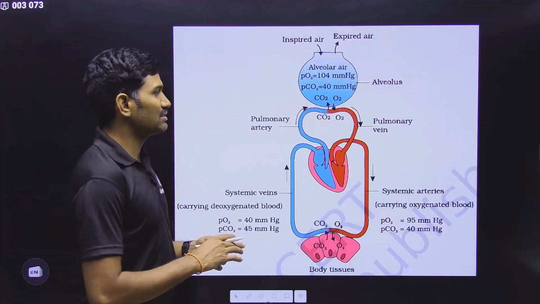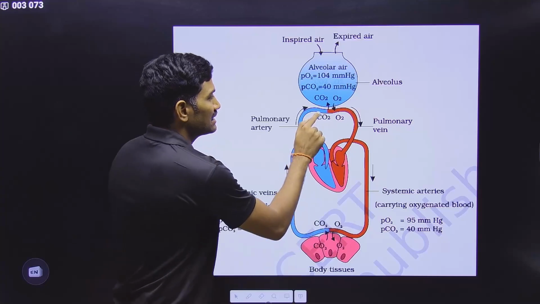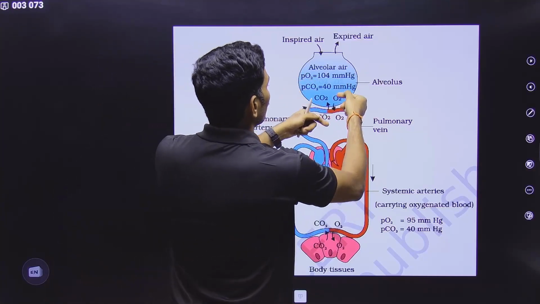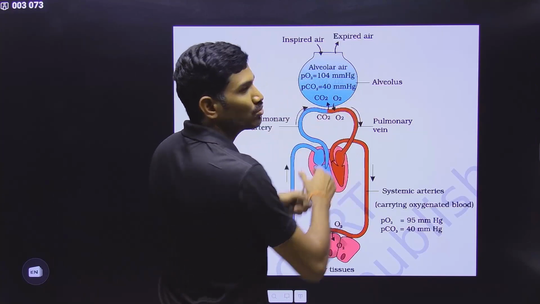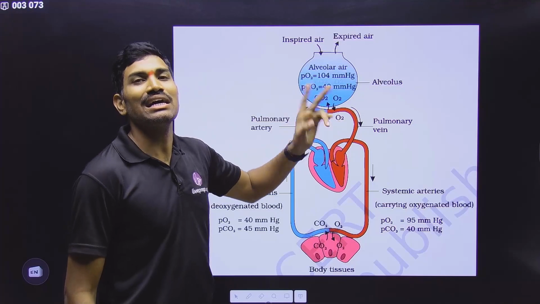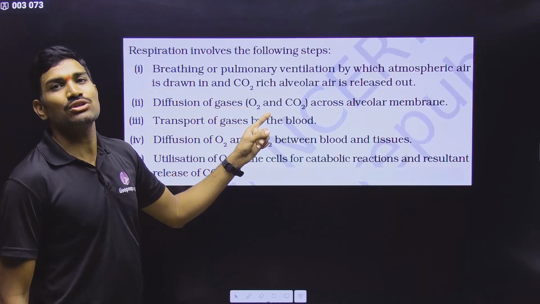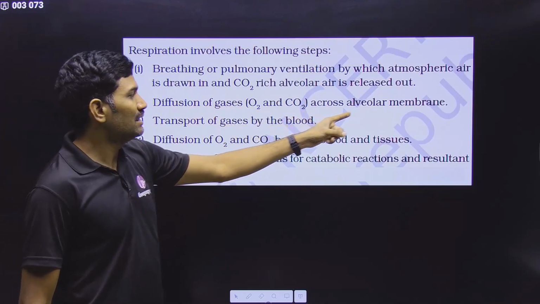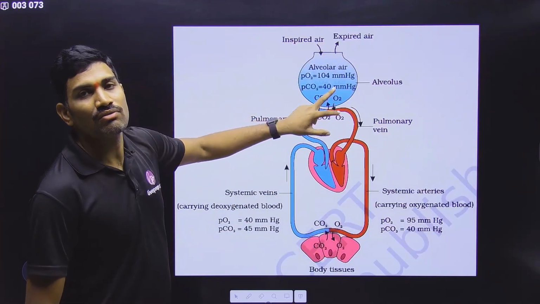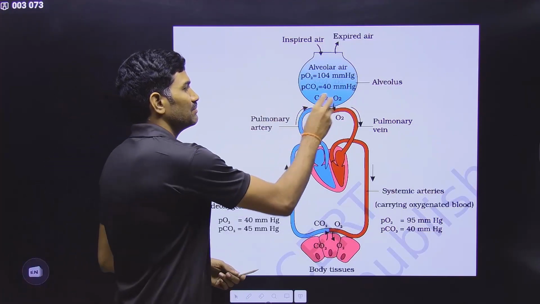Then what is the second step they are saying? Oxygen from alveoli will come into the blood and CO2 from the blood will go into the alveoli. That means exchange of oxygen and CO2 between the alveoli and blood capillaries will occur. This is the second step: diffusion of gases, exchange of gases like CO2 and oxygen across the alveolar membrane. This is the membrane of the alveolus. There exchange of gas or diffusion of gases is taking place. Clear?